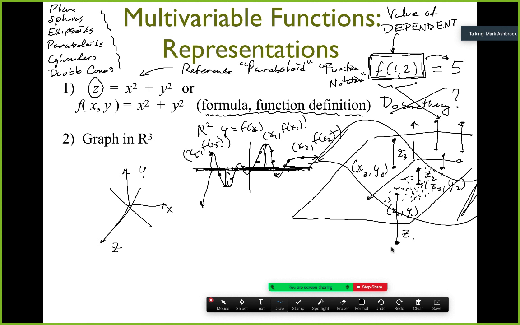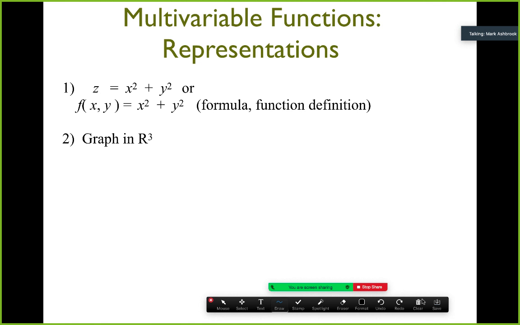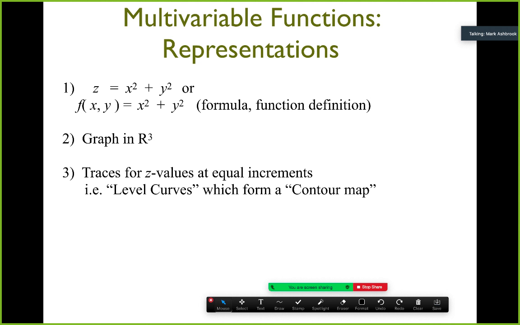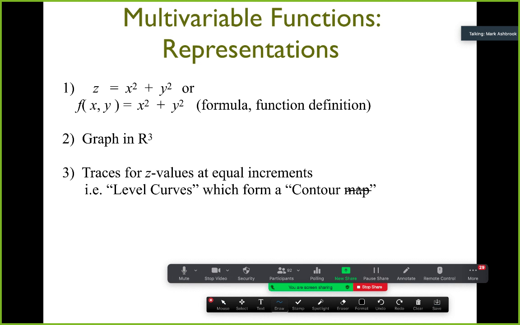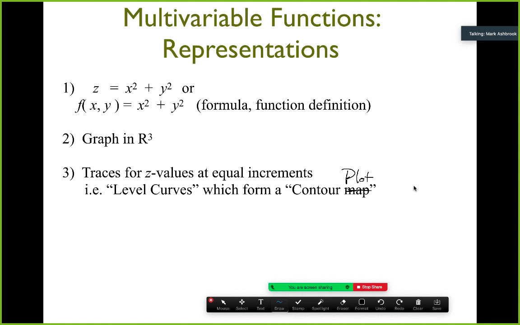So those are the first two representations. We can represent it as a formula, a function definition. We can represent it as a graph in R3. And then there's another kind of graph we can use to represent these multivariable functions. I'm going to clear this drawing here. And that is, if we go back to our traces, remember we learned traces. If we use z values for the traces and graph a bunch of level curves, we make what's called a contour plot. So let's see the contour plot for our reference paraboloid here.